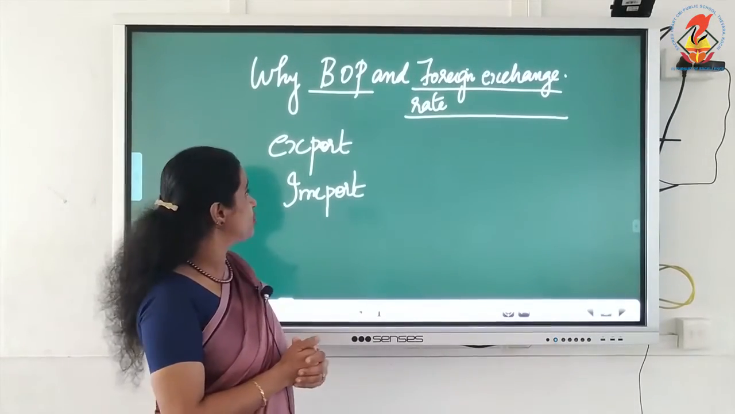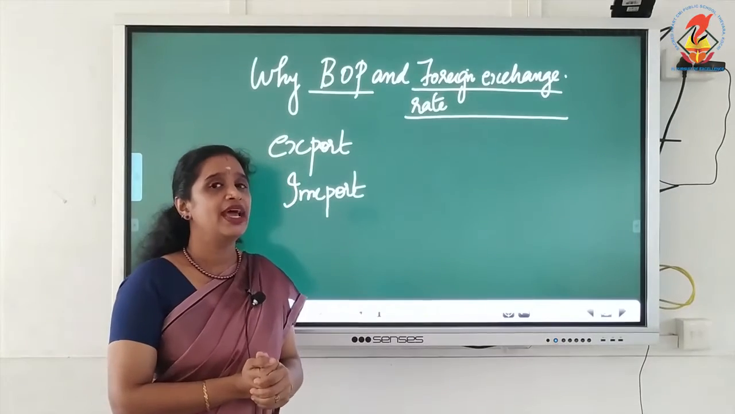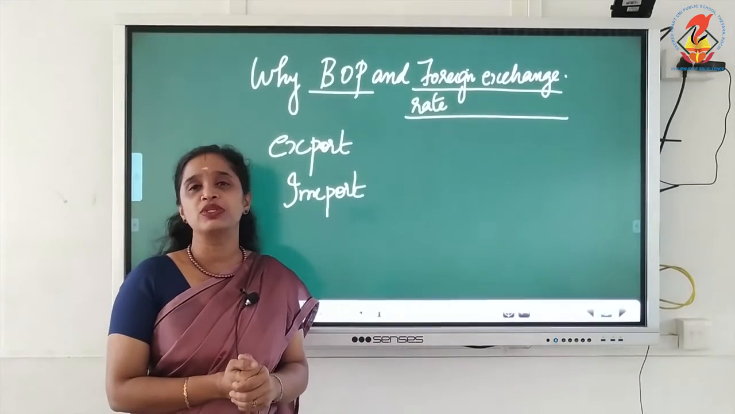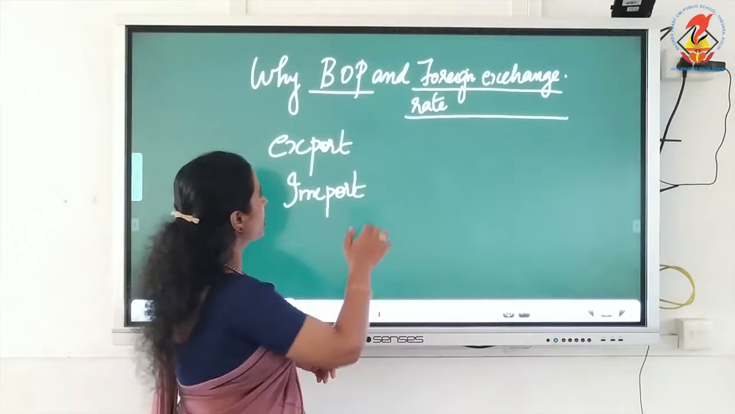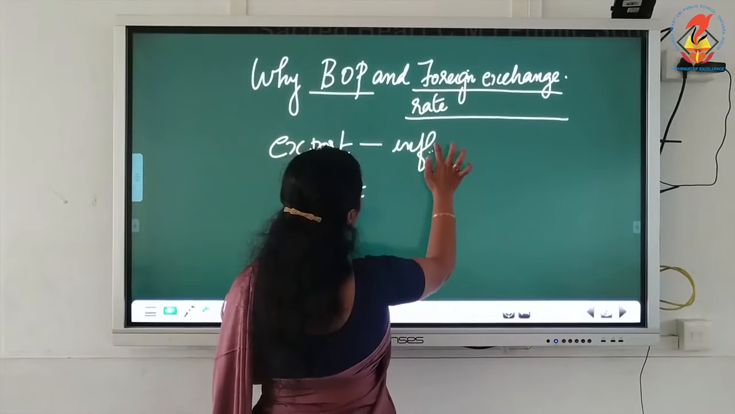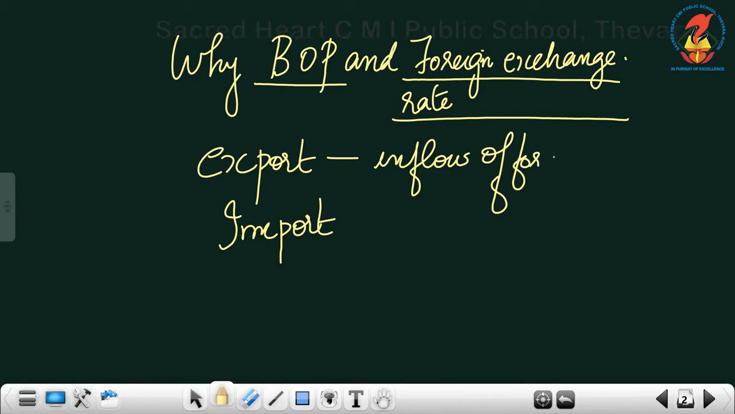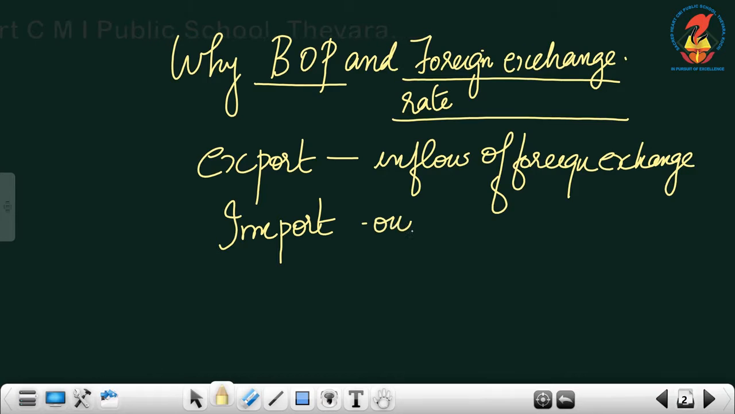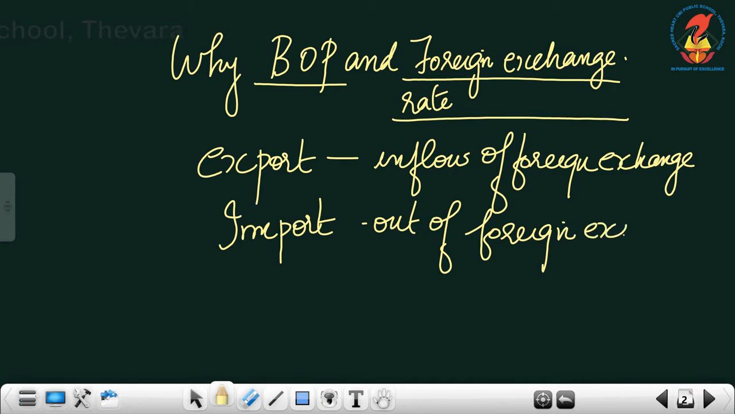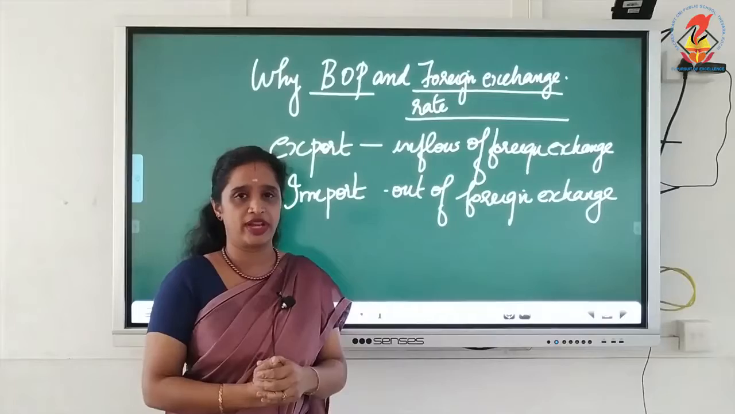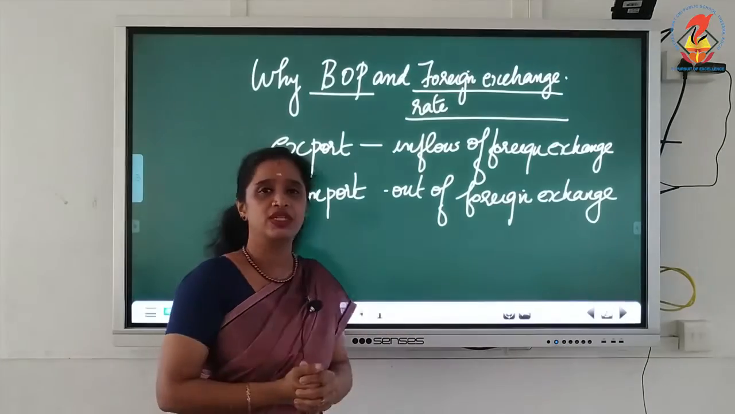Now, in balance of payment, you all know there is an economic transaction, and in that economic transaction, there is export as well as import. Through export, there is inflow of foreign exchange, and through import, there is outflow of foreign exchange. So, through export we are getting the foreign exchange, and through import there is outflow of foreign exchange.